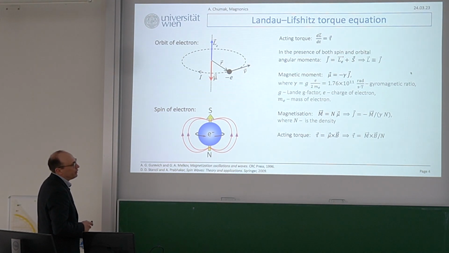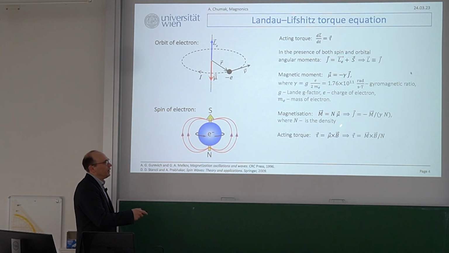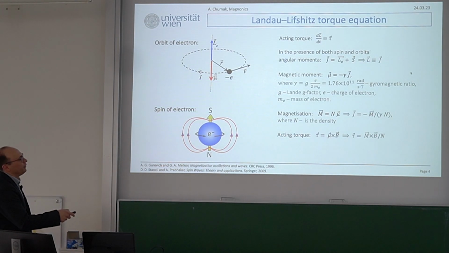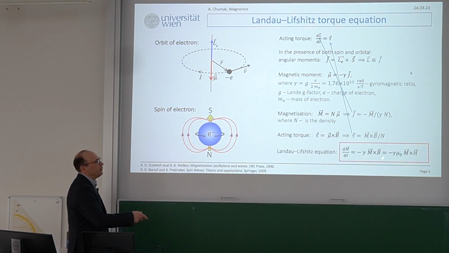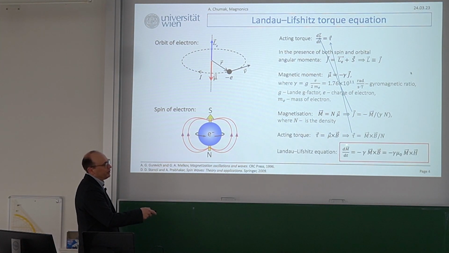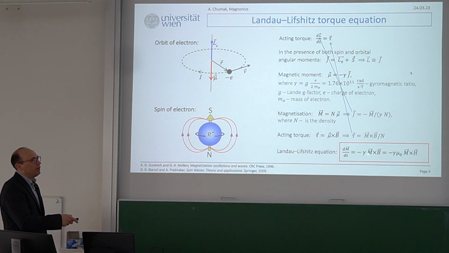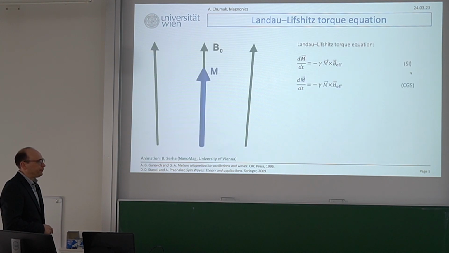And the last ingredient we need in order to derive the Landau-Lifshitz equation is torque. So now we don't have a torque created by the mg force, but instead a torque created by the field B, or magnetic induction B, which acts on the magnetic moment mu. You can rewrite it again in terms of magnetization, and when you do all the simplest mathematics, you will get the Landau-Lifshitz torque equation, which shows that dM over dt, so the change of magnetization in time, can be found as minus gamma M cross product B.